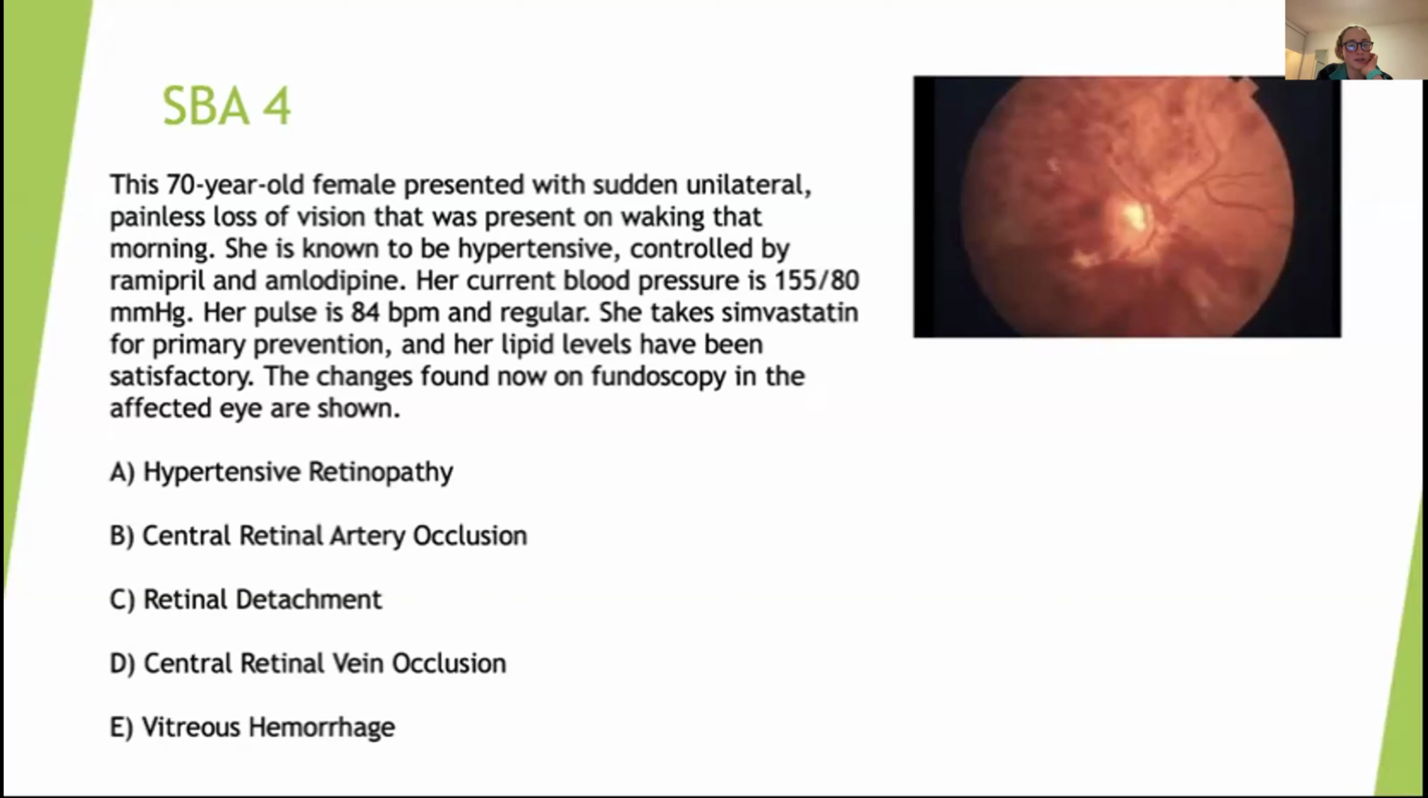Okay, so the answer to this one is central retinal vein occlusion. So even though it looks a little bit different to the other picture, you can still see that stormy sunset kind of look. And obviously it'll vary person to person, but this is quite a classic central retinal vein occlusion.